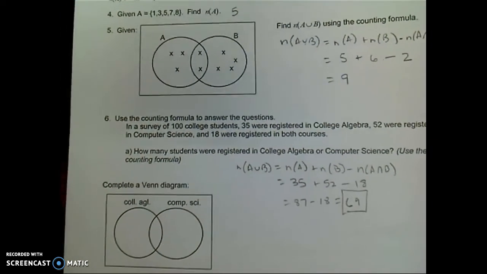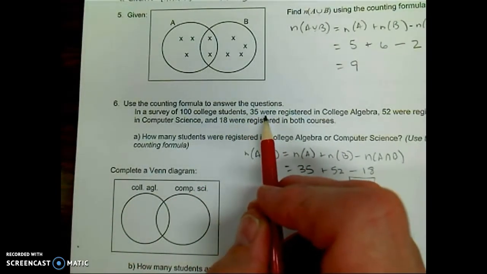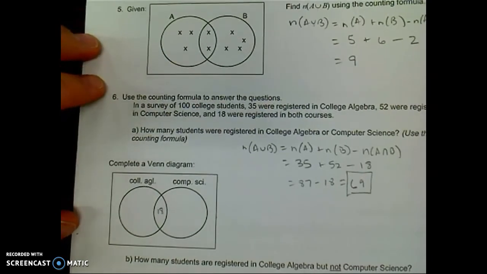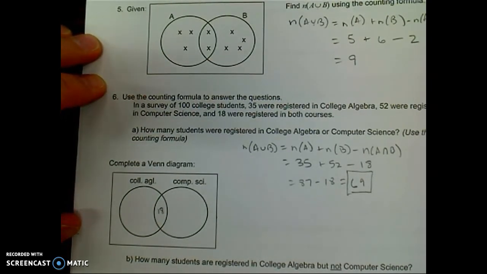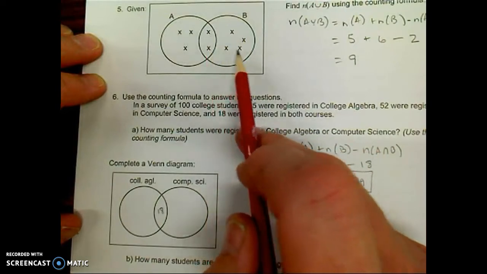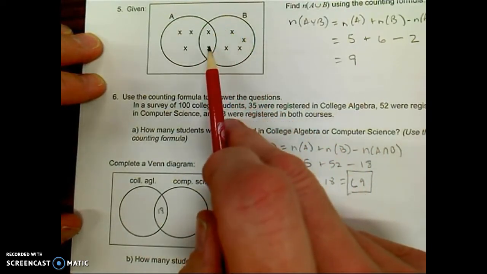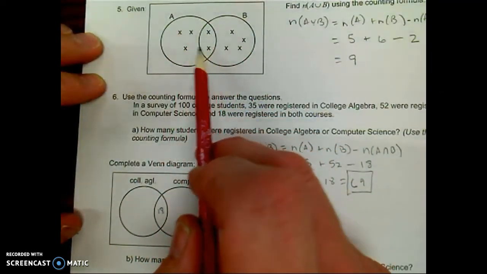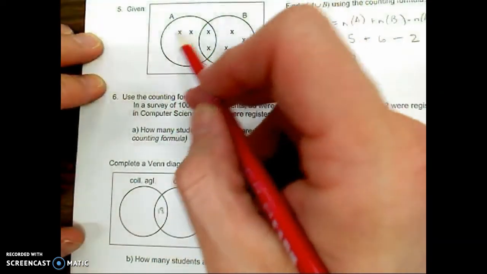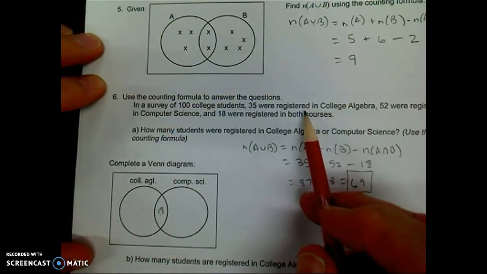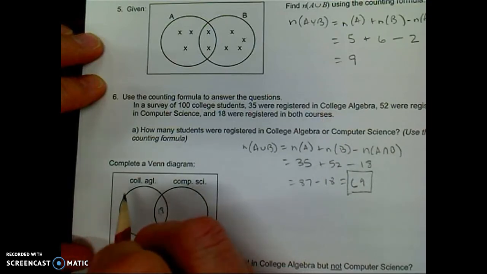Now we're asked to do that using a Venn diagram. So let's take a look at what we have here. 18 registered in both courses. So that's our overlap. Here, the entire amount was shown, this amount outside the overlap. So B contained 6 with an overlap of 2. A contained 5 with an overlap of 2. So these items that are just sitting out here in A were the number in college algebra minus our overlap. So 35, 52.